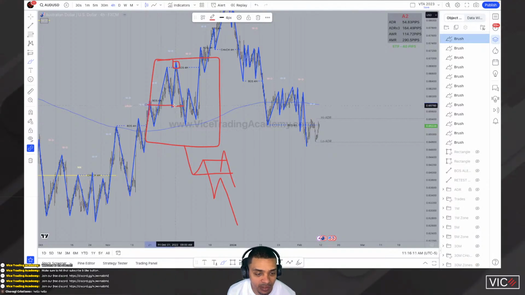It touched here, it touched here. So this is a level of support, a zone of support. And what did price do? Price broke out of it, right? You thought that they were doing this, and what did they do? They came back down, took you out again. So they took out these traders. Then these traders who got in here, they took them out, right? Then they pushed up, right?